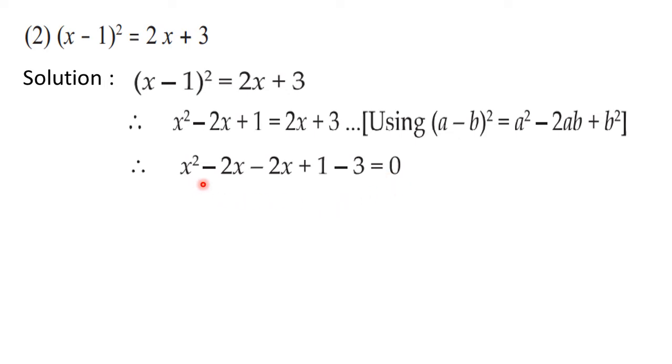Now let us add or subtract the like terms. So this x square is the only term, so we will write down x square as it is. This minus 2x and this minus 2x, signs are same, so we are going to add the numbers. So this is going to become minus 4x. And here plus 1 minus 3. See, signs are opposite, so we are going to subtract. 3 minus 1 is 2, but the answer is minus 2, because we give the sign of the bigger number. So our next step is x square minus 4x minus 2 is equal to 0.